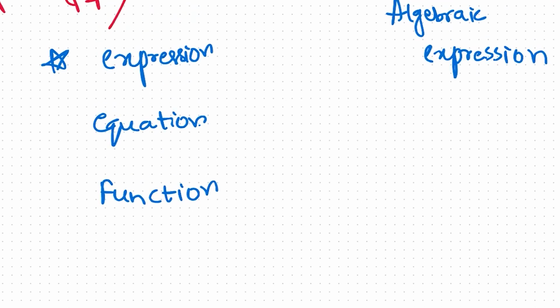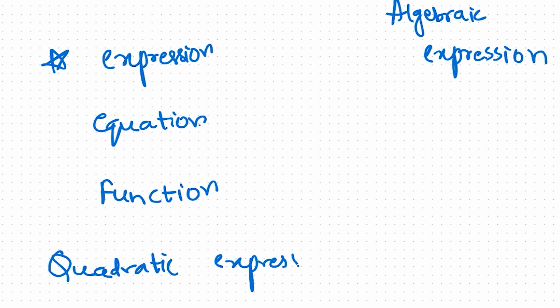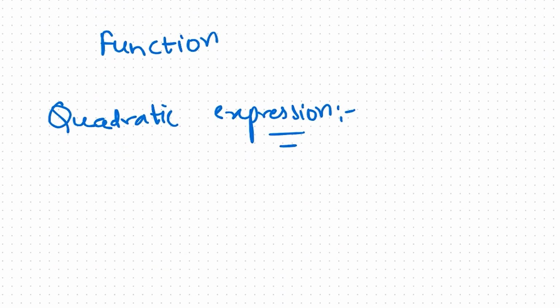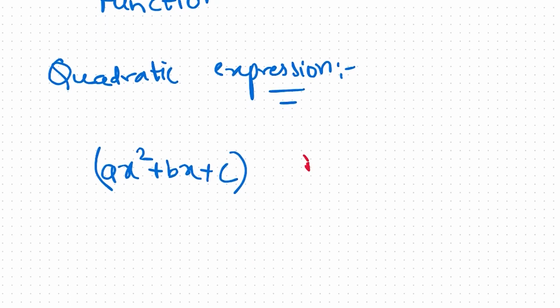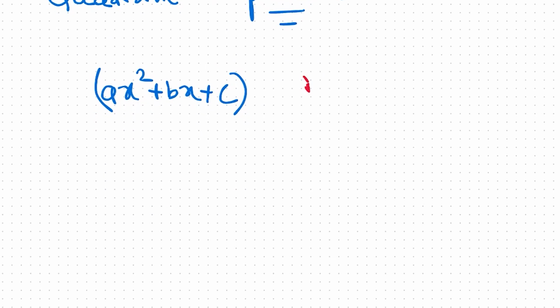Let us understand first what is an expression versus equation versus function. Let's talk about quadratics for now. Quadratic expression. Before that, what if I write ax square plus bx plus c? What is this called? What do you call this? Okay, what if I write ax square plus bx plus c is equal to 0? What do you call this?